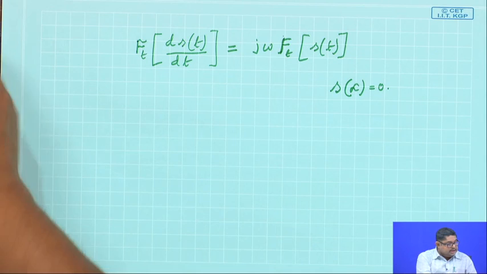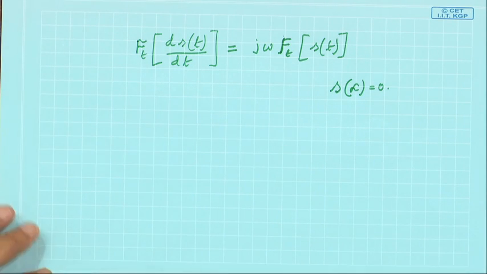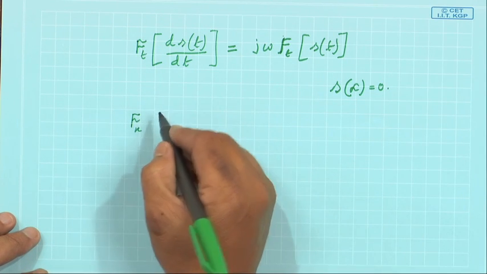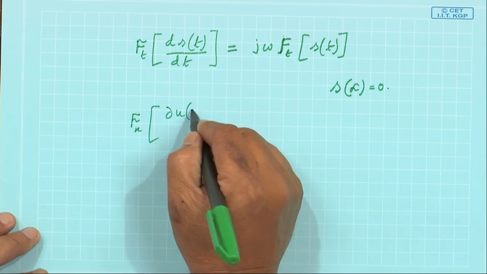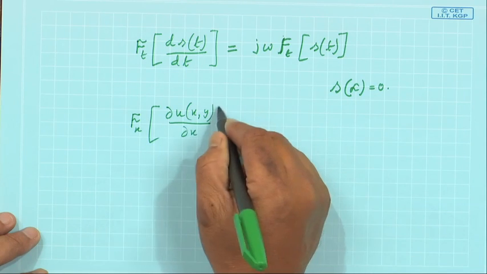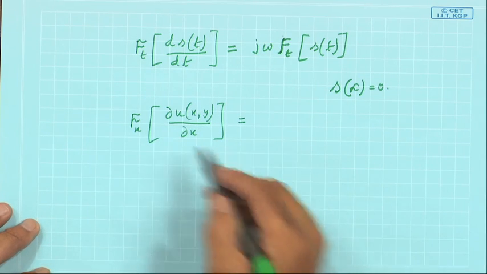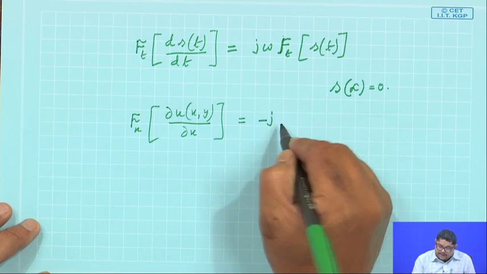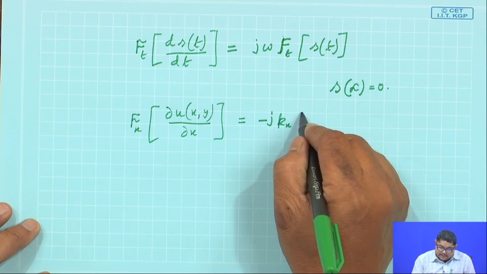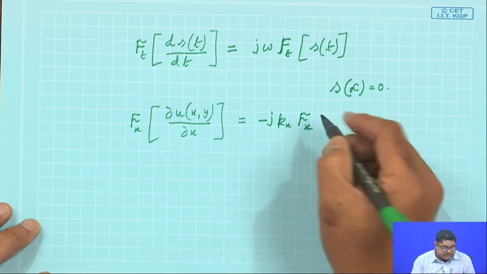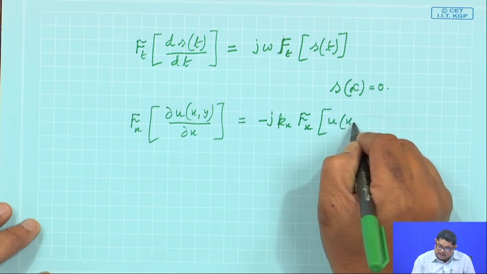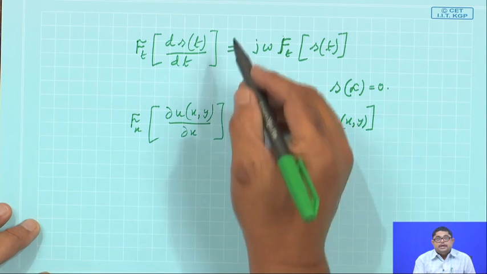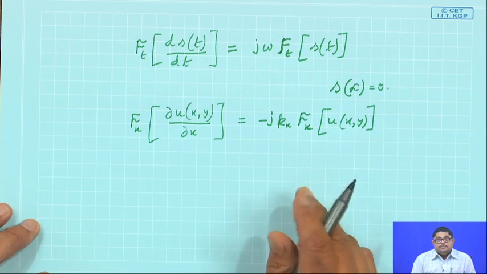Now, let me say what will be the special part of this. Can I say that the Fourier transform of del u x y by del x will be, obviously this is a partial variable because it is two dimensional, so can I write this as minus j k x times the Fourier transform f x of u x y? Why minus? Because of that definition problem.